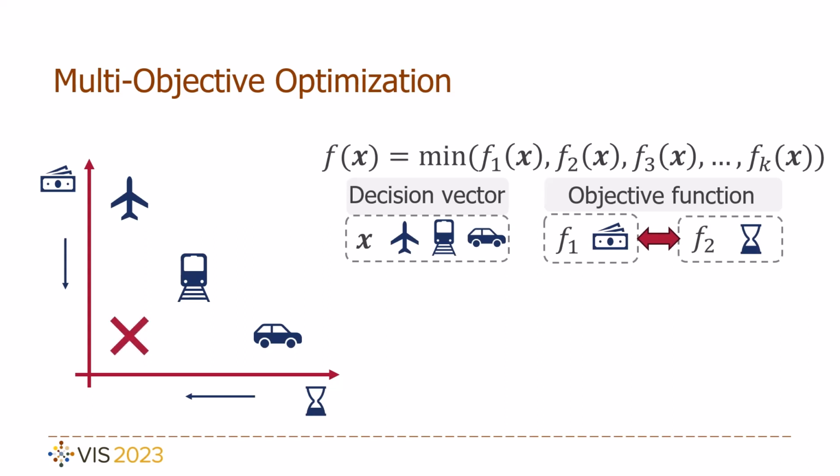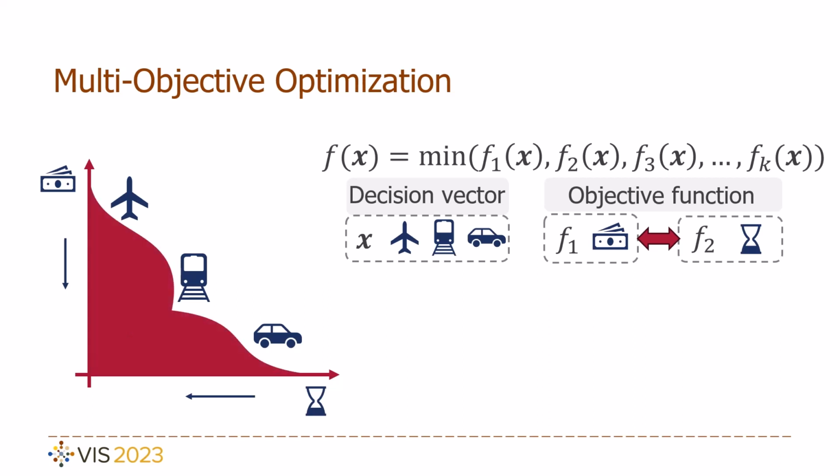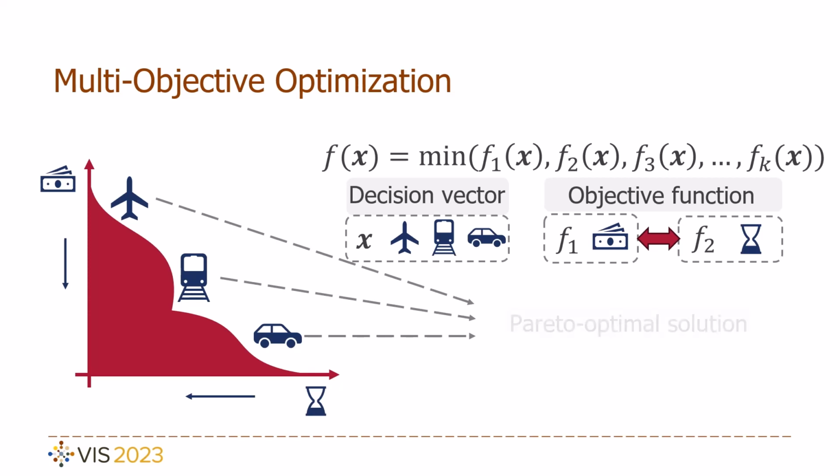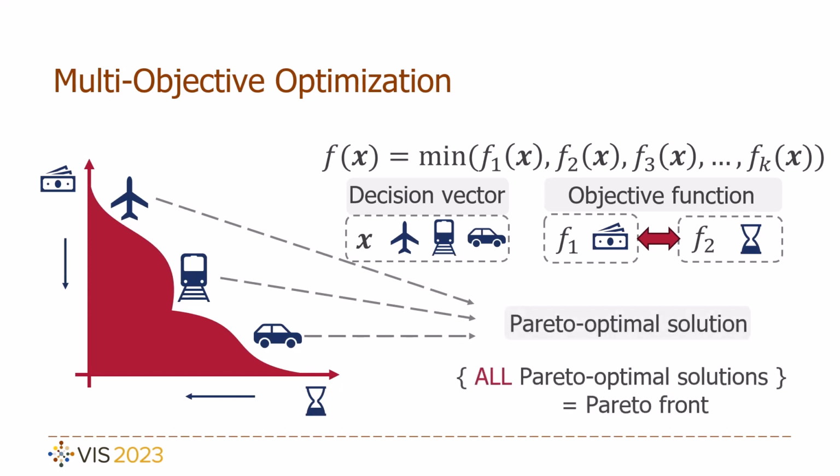In the real world, we cannot find a means of transportation that is both cheaper and faster than these common three. For these solutions, no solution is better than them in all objectives. We call them Pareto optimal solutions. And the set of all Pareto optimal solutions is called a Pareto front.